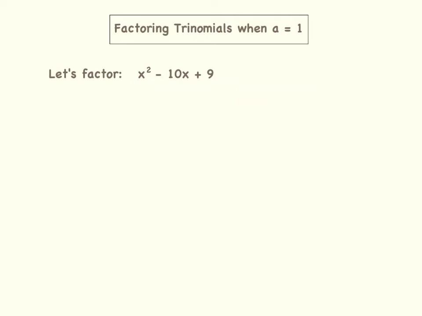Now the first thing I would do is I would label my A, my B, and my C. Well, my A is an invisible 1, my B is negative 10, and my C value is 9. Now we can go ahead and find the factors of C that can be added to equal B. So I usually do that something like this. What times what equals the C value? But if I were to add those two numbers, they would equal the B value.